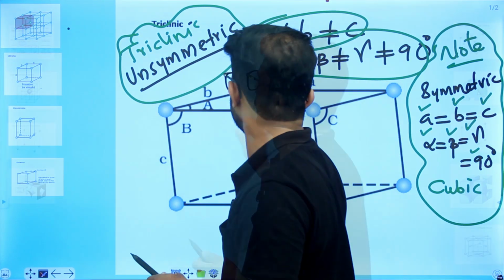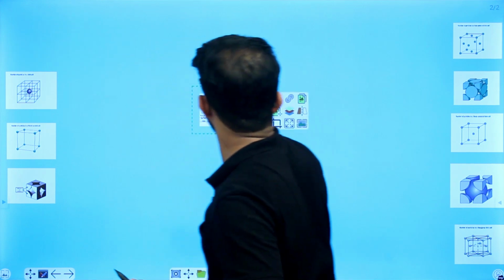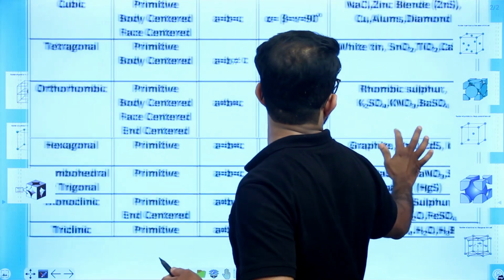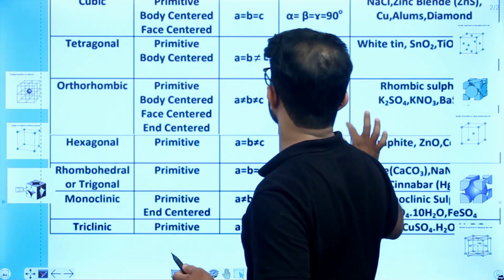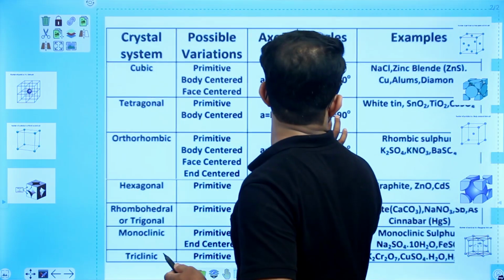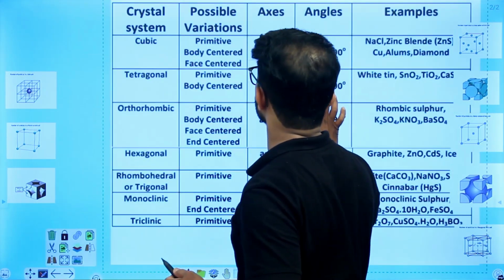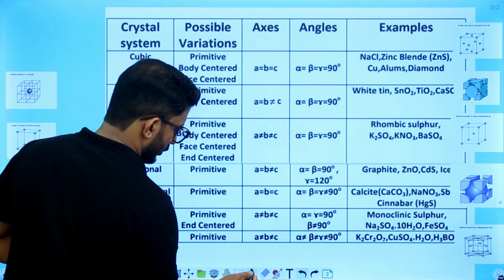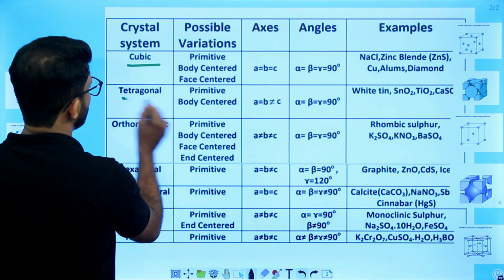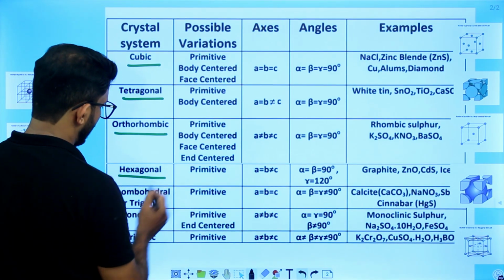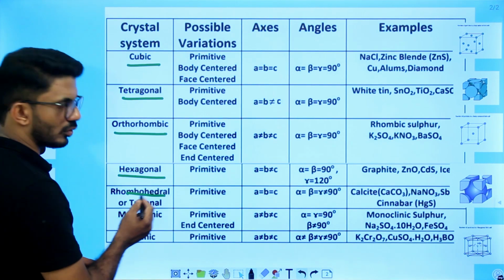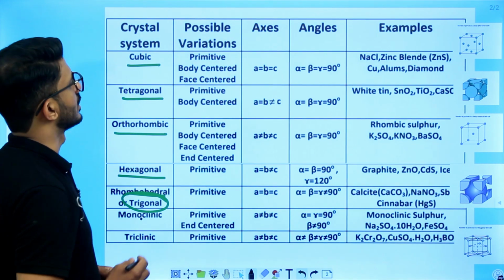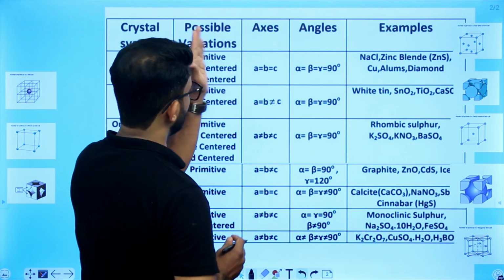Okay, just have a look. This is a summary. Here are listed the 7 crystal systems: cubic, tetragonal, orthorhombic, hexagonal, rhombohedral, which is also called trigonal. Rhombohedral has another name, that is trigonal. Monoclinic and triclinic. And the second column, let us discuss.